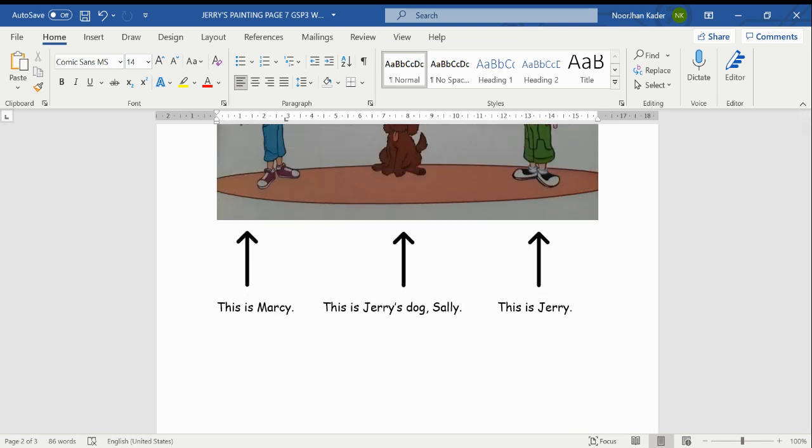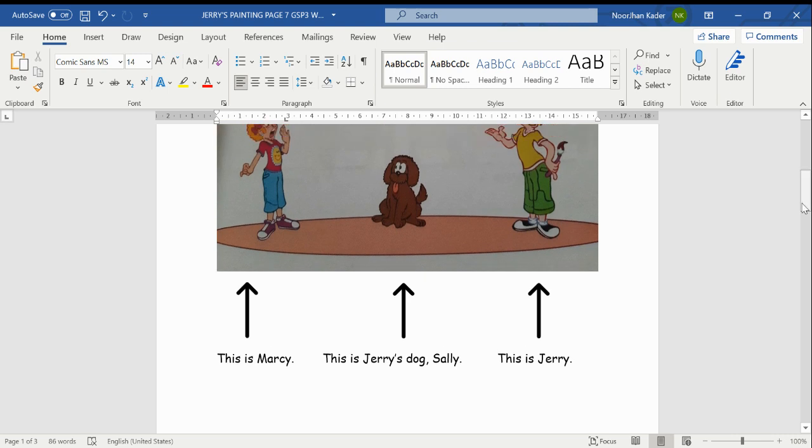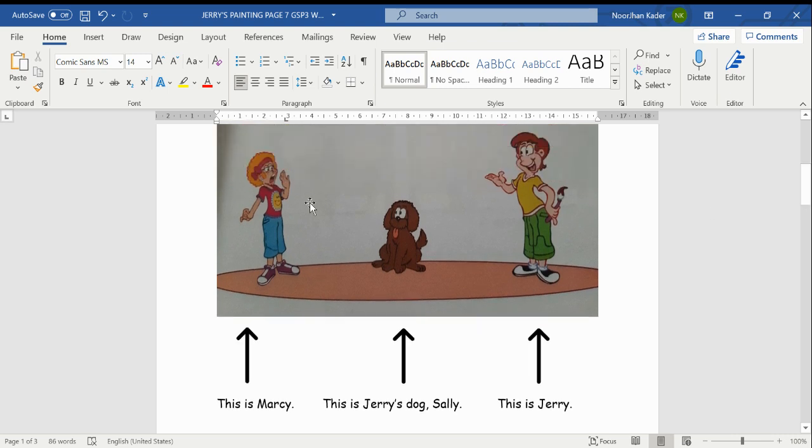Let's check. Has Marcy got straight hair? No, she hasn't got straight hair. Has Sally got straight hair? No, she hasn't. Sally has got curly hair and it's brown. And has Jerry got straight hair? Yes, he has got straight hair.